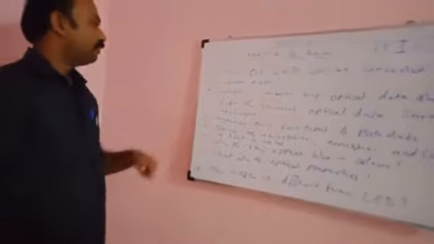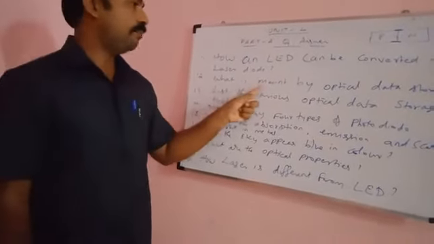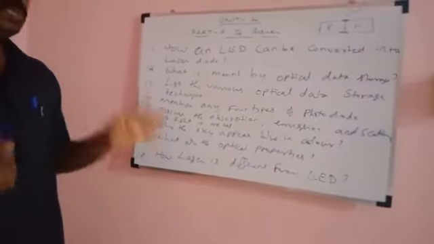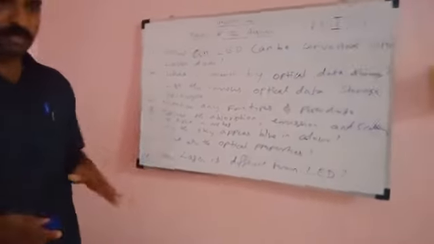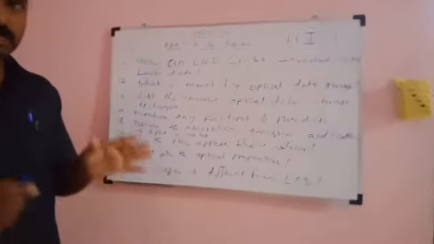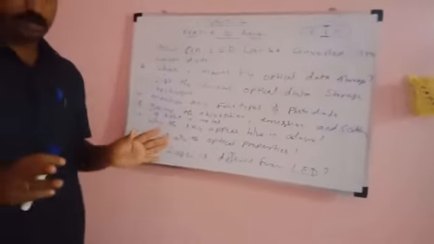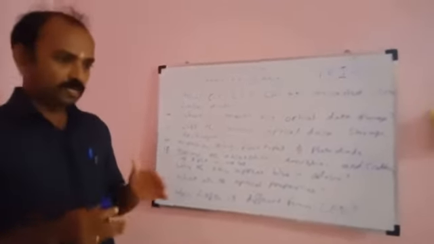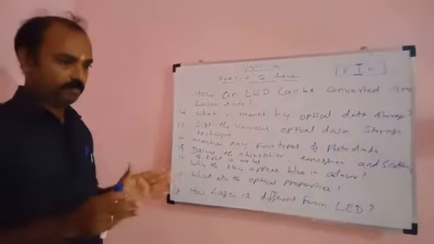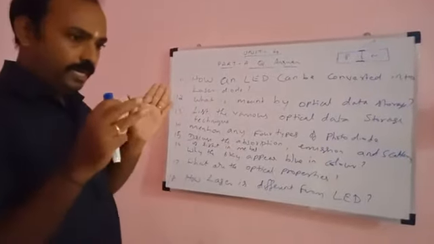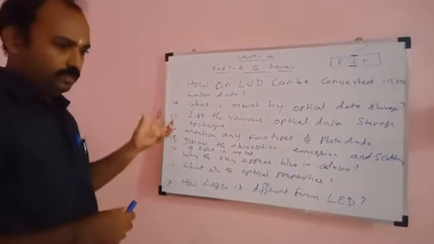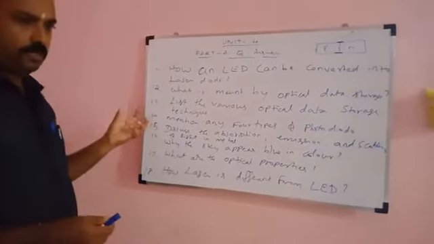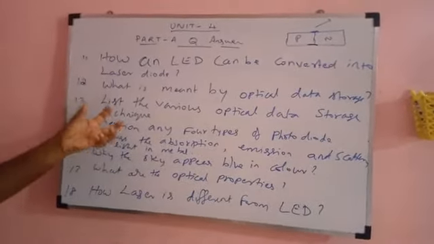Okay, now we go to the next question. What is meant by optical data storage? It is a storage device which stores data. Whenever we need, we are able to retrieve it. It is a readable storage medium, that is, an optical readable medium, with low power consumption. It becomes readable, which means data are recorded and retrieved.